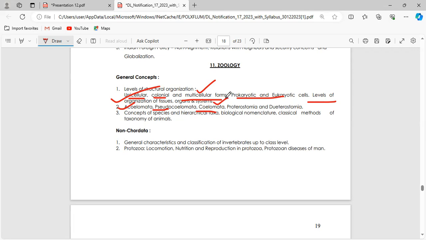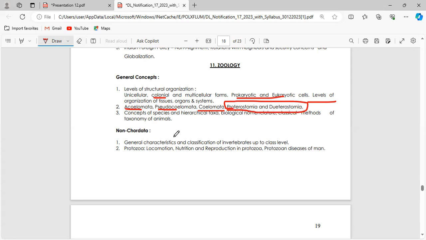Here you should know what phyla are placed under the acoelomates, what phyla are placed under the pseudocoelomates, and what phyla are placed under the coelomates. This is very important. And you also want to know that these acoelomates, pseudocoelomates, and coelomates are subdivisions placed under the divisions Protostomia and Deuterostomia. This is very important.